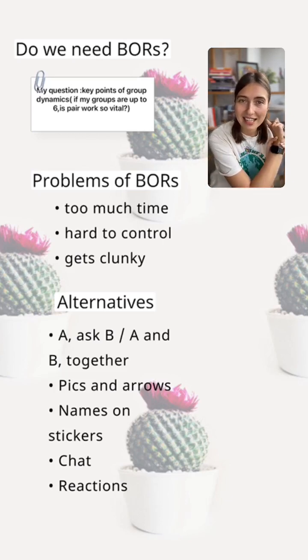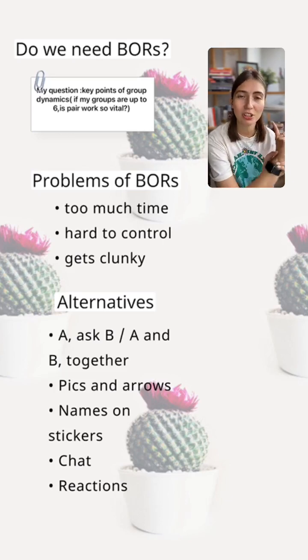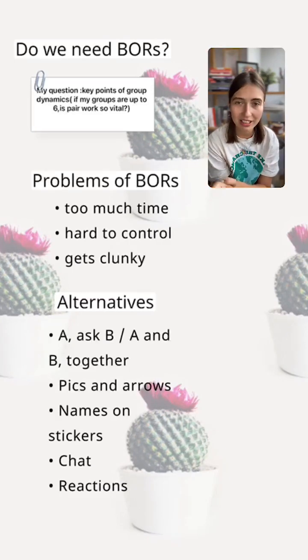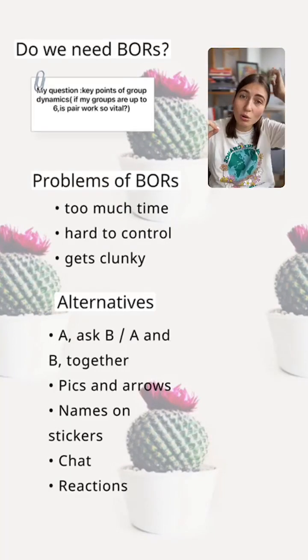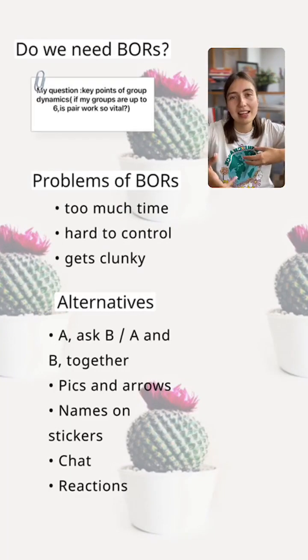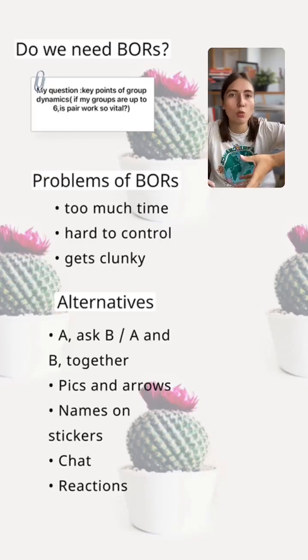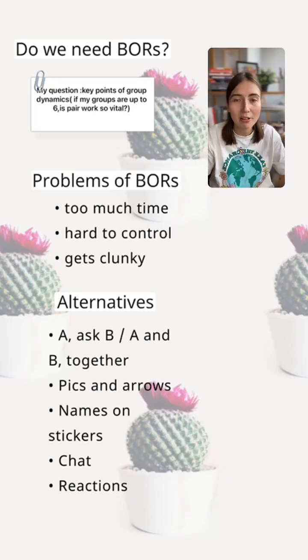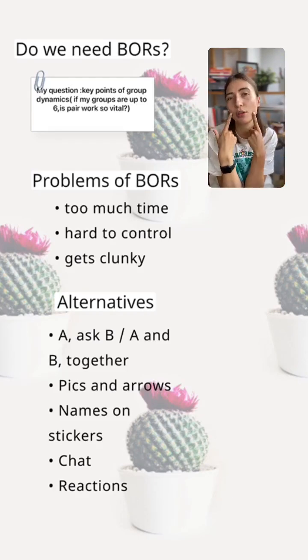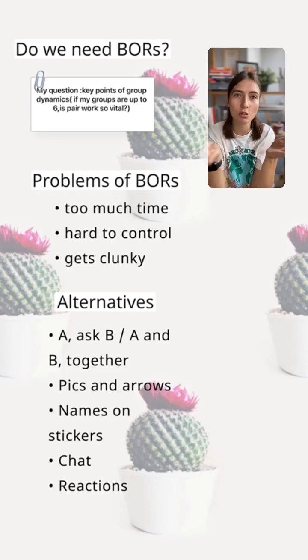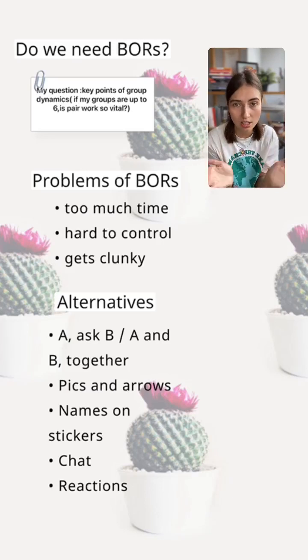Pics and arrows. This is an idea that Victoria, your English journal, suggested. It's a great idea and I really loved it. So basically you take a picture of your students and then you draw arrows, identifying who you want to work with. Again, you can assign them to work in breakout rooms, or they can work as an open pair. Why not? You can put names on stickers and then just indicate who you want to talk. If you don't want to say, okay, student A and student B work together, you can just click on 2 stickers and that's it.